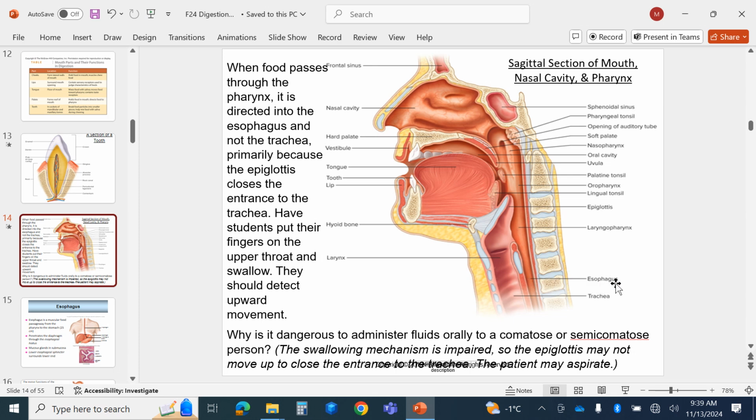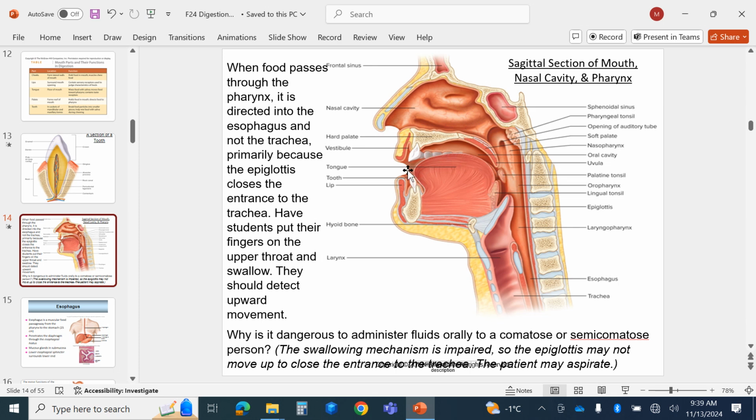Here we have a sagittal section of the mouth, the nasal cavity, and the pharynx. When food passes through the pharynx, it is directed into the esophagus and not the trachea because of the epiglottis. This whole area here is called the pharynx. Down below here, you have the laryngopharynx, the oropharynx in here, and then the nasopharynx, this area right in here. It's quite interesting when we get into the nasal conchae, when we get into respiration. It's all about surface area in here.